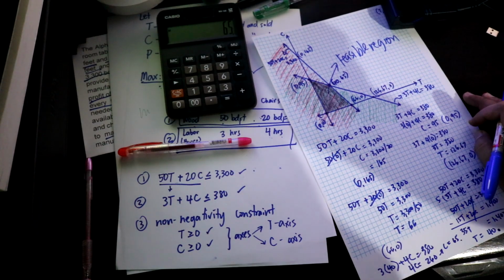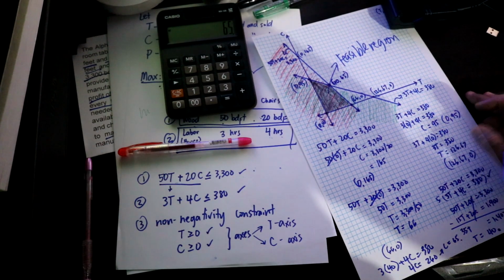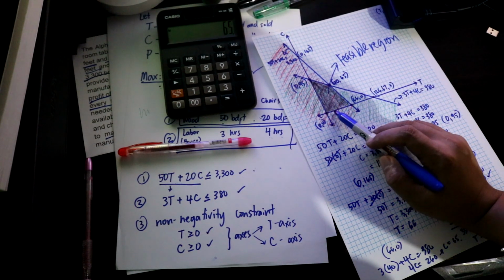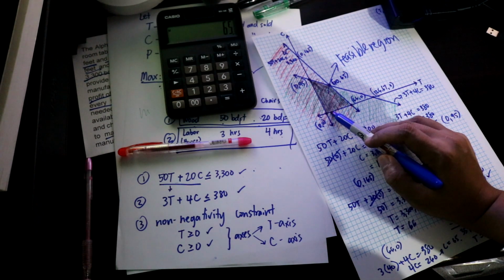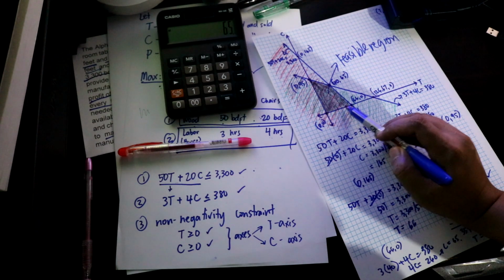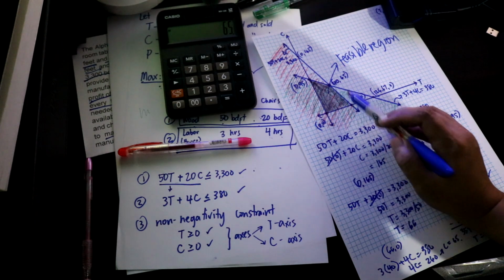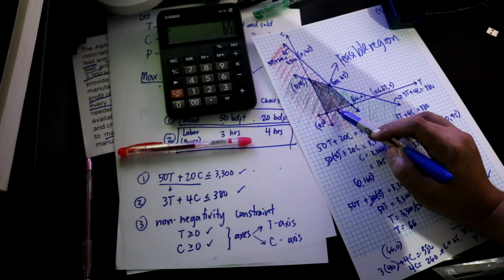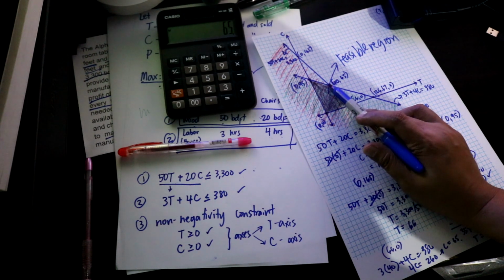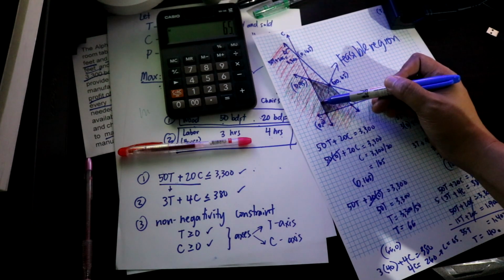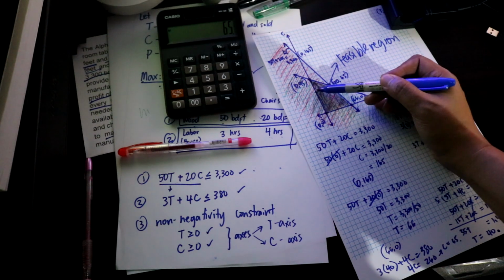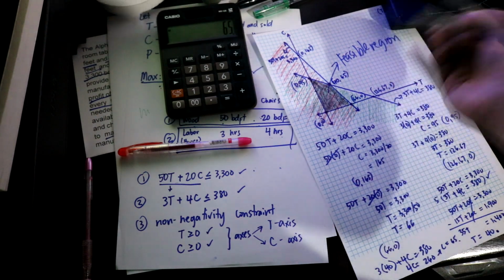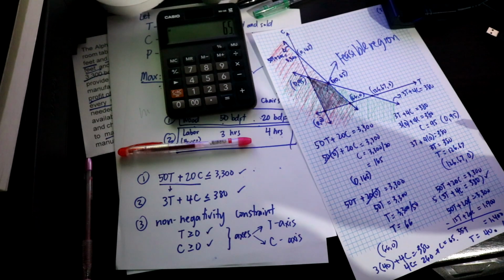Is it 10, 20, 30, 40, 50, 60? Wait. No, 10, 20, 30, 40. Yeah, 40. And then 10, 20, 30, 40, 50, 60. It's between 60 and 70. So yeah, it is 40, 65.